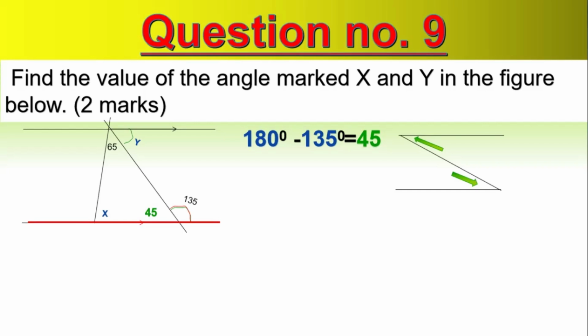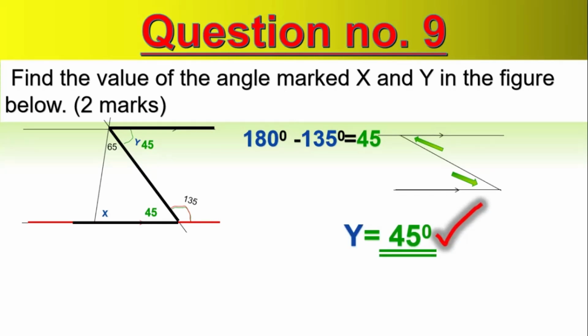That is to say, so long as they are parallel lines and this is a transversal line, then this angle equals this angle. So y equals 45, and that is it, because they are forming a Z. So this angle is 45, the other one is 45. So y equals 45. We mark correct.